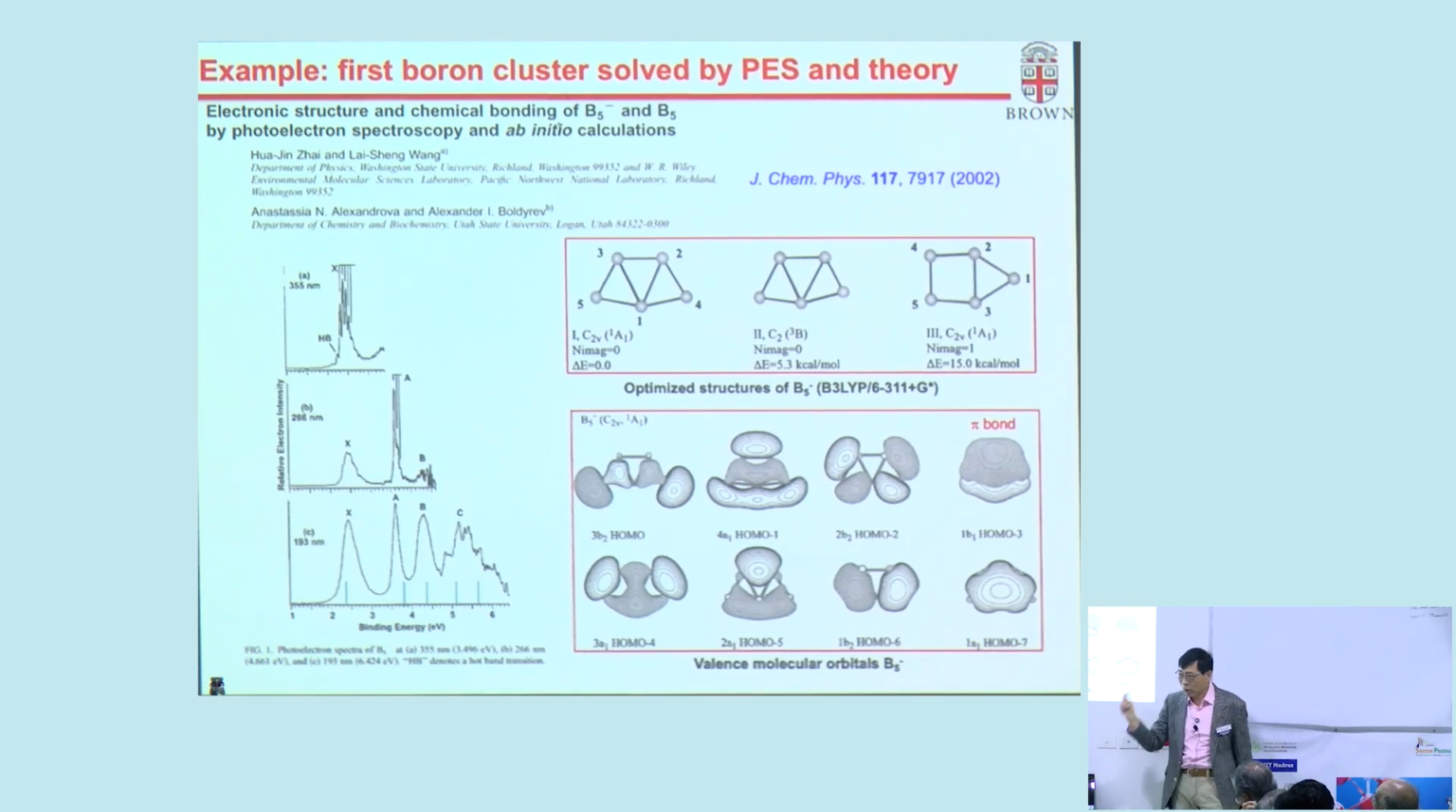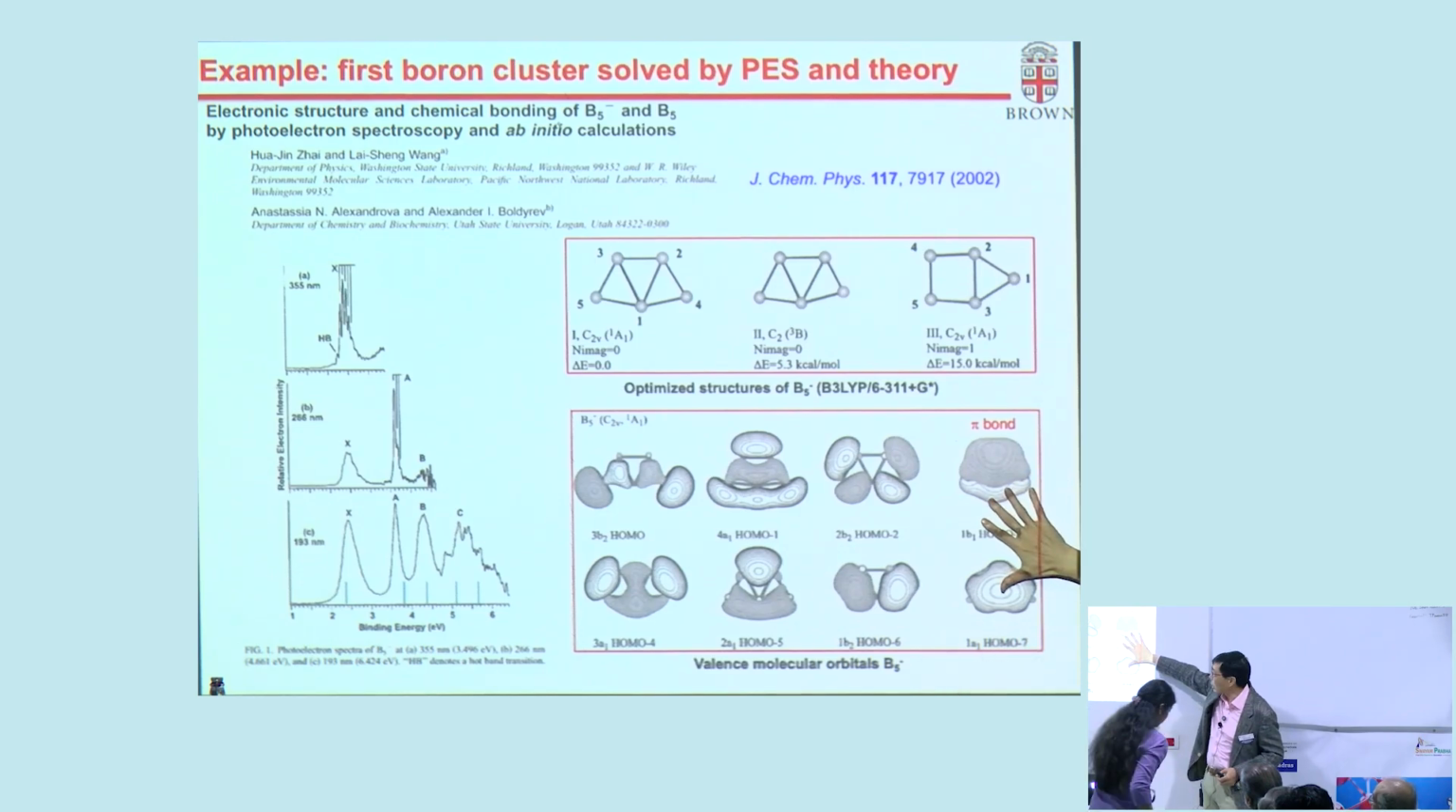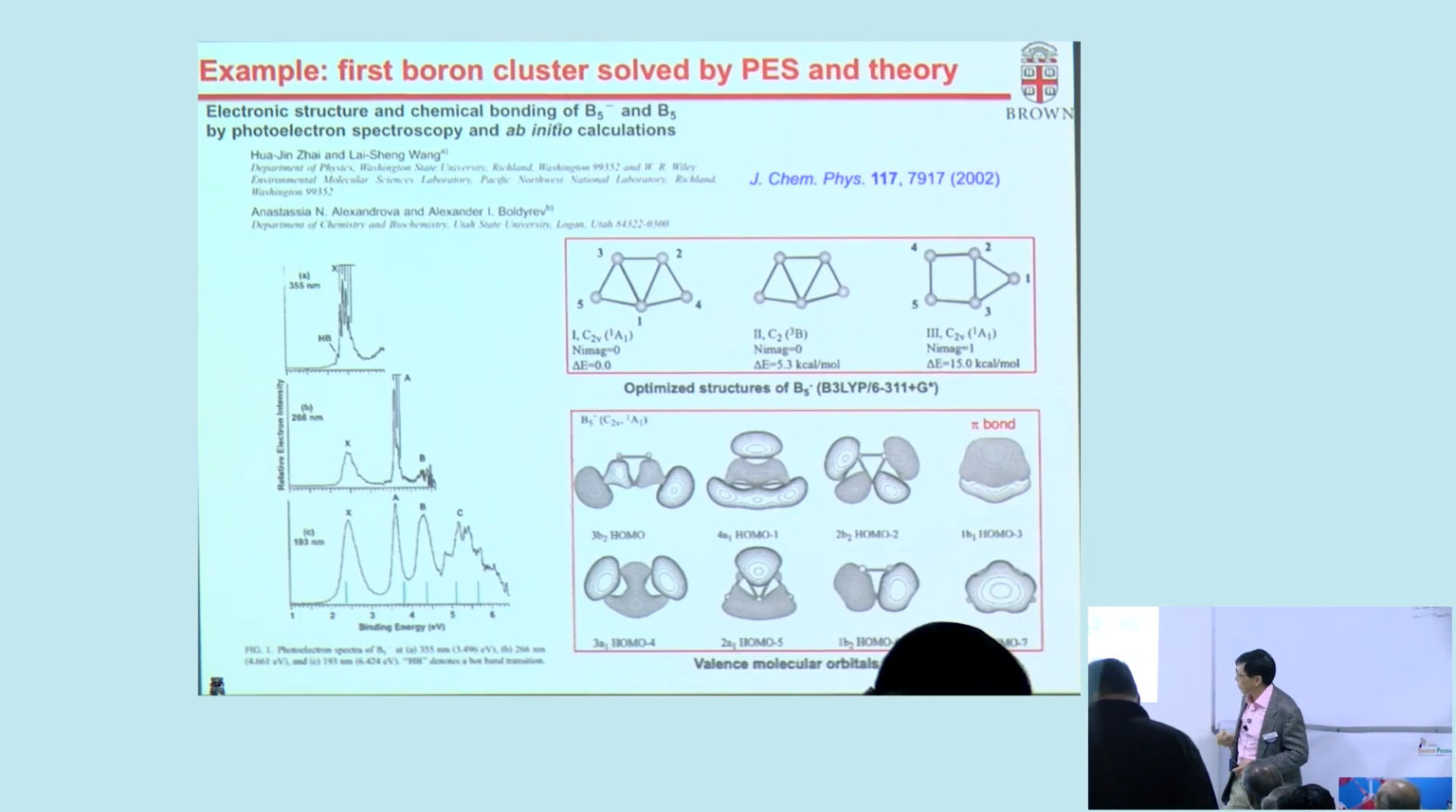We have found the most stable structure. So this is the global minimum. It has this planar structure, and these are the computed vertical detachment energies. So there's very good agreement. These are the valence molecular orbitals, and from this we can analyze the chemical bond.